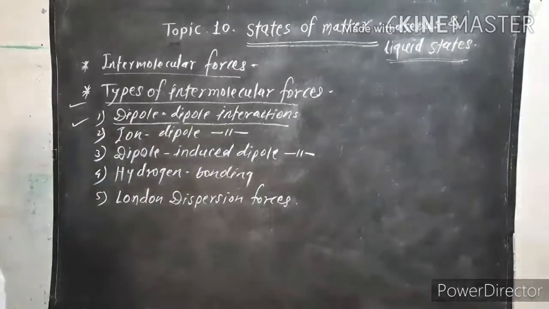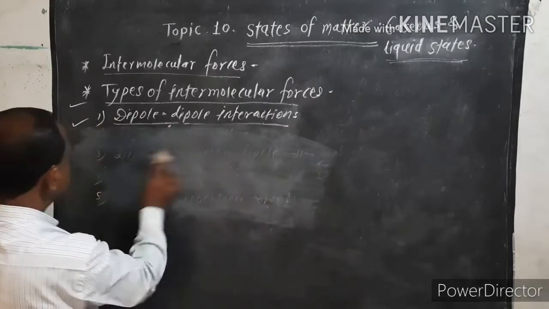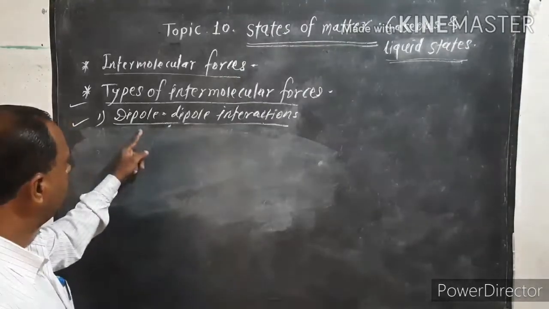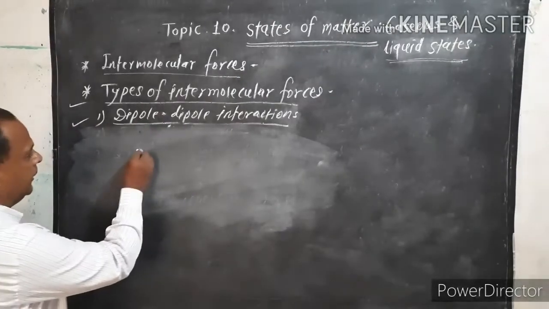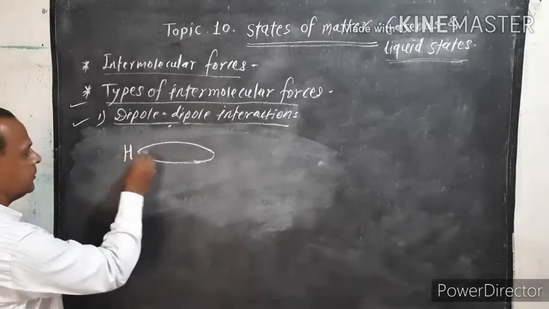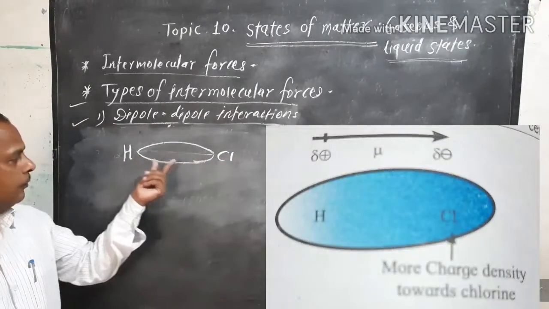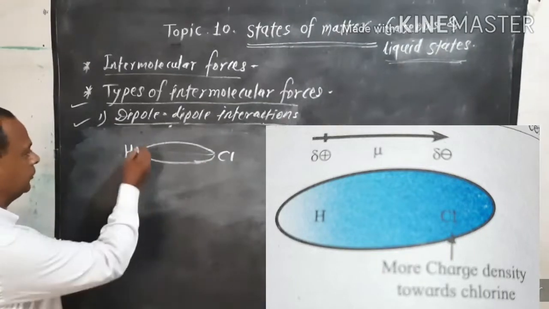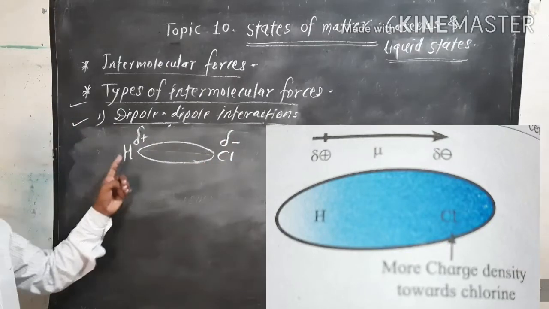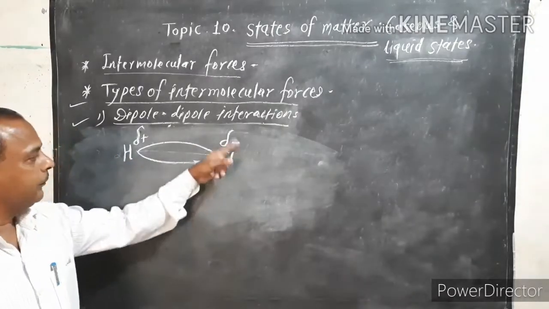Dipole-dipole interaction. Now, in this case, the way they have given that study in the textbook. For example, this is the HCl molecule. In these two atoms, which type of bond is present generally? Covalent bond. One is delta plus, and this one is delta minus. You know that the partial charge on hydrogen is positive, and on Cl negative.